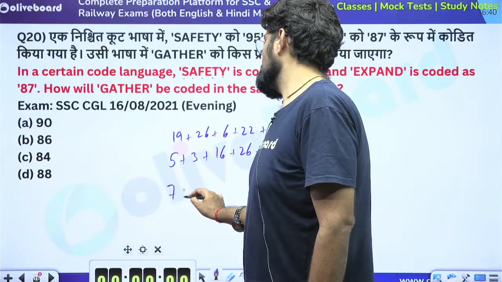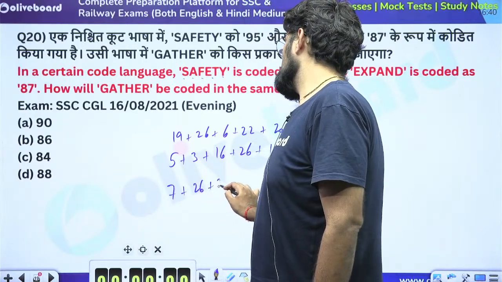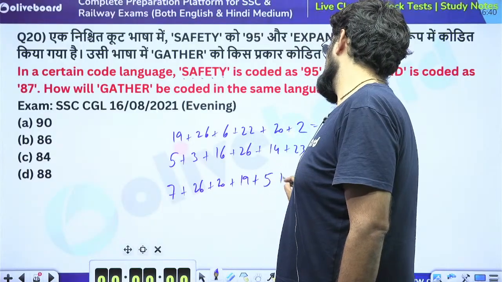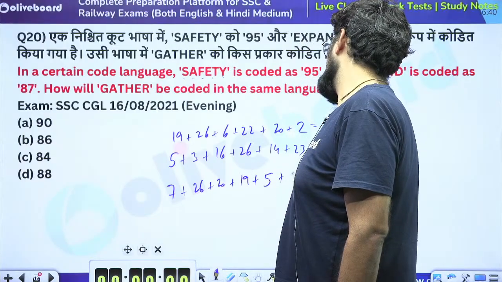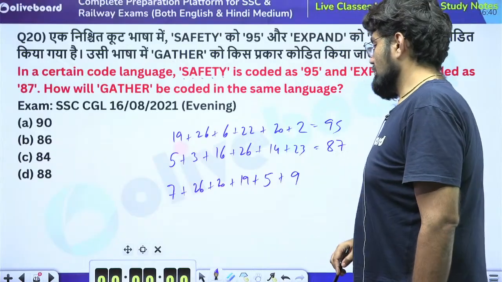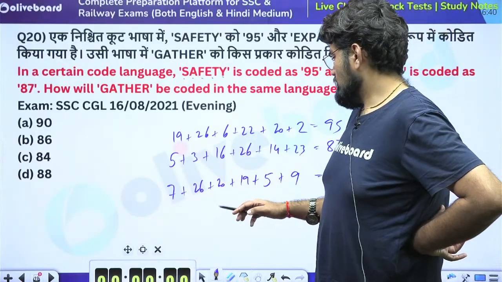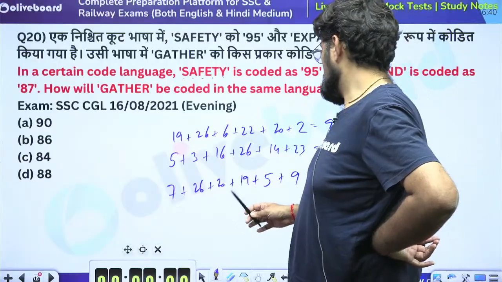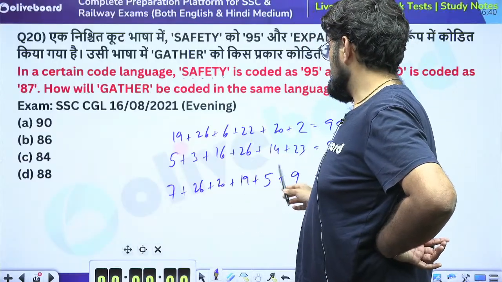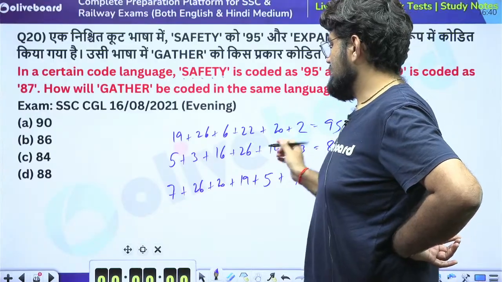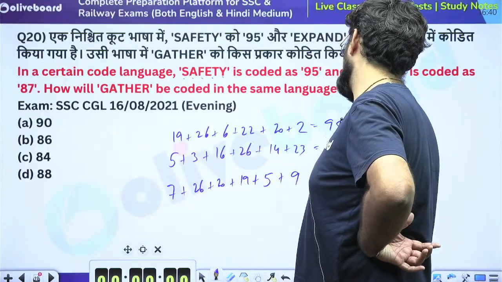So this is G, A, T, H, E, R. Okay. So we'll add 19 plus 9 is 28 plus 5 is 33. This is 46. 46 and 33, 79 plus 7, 86.